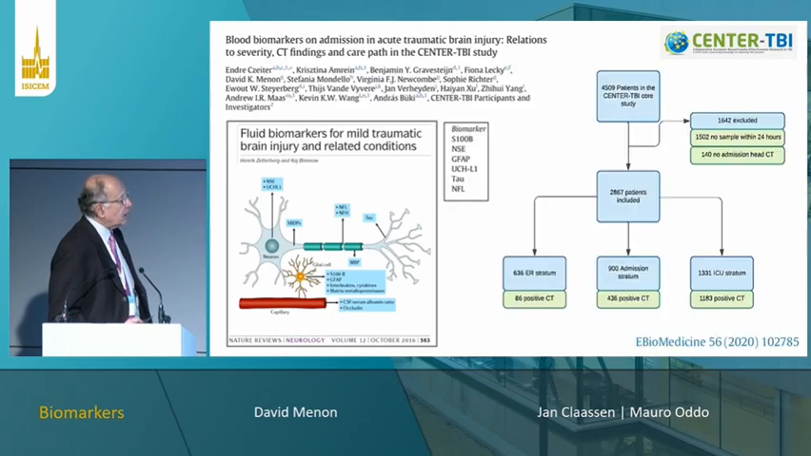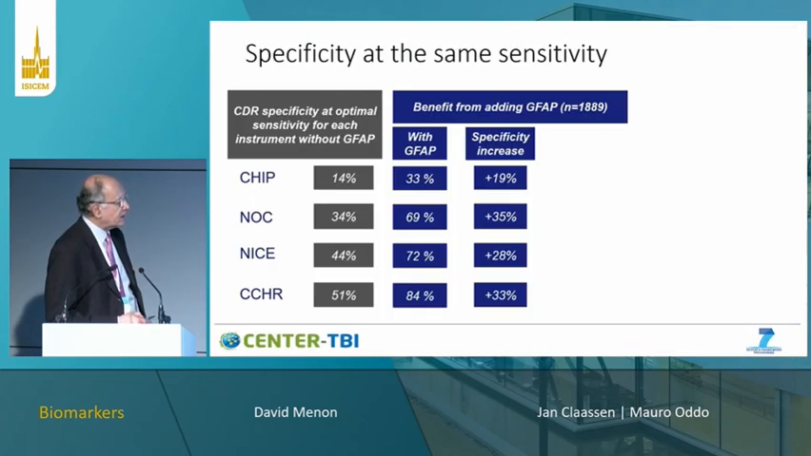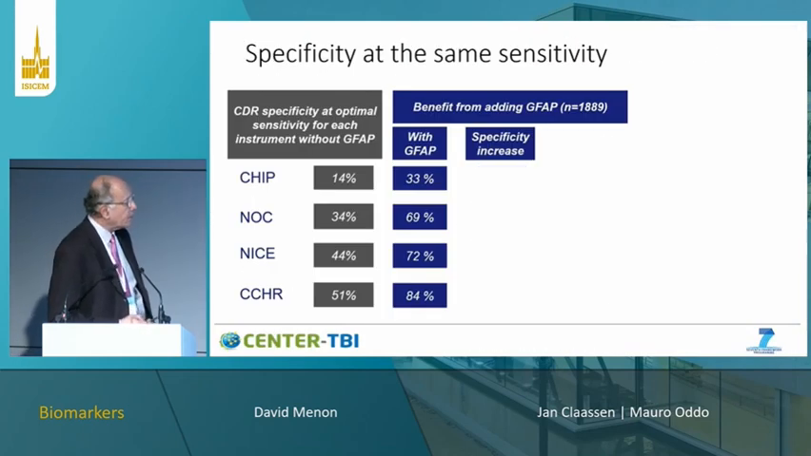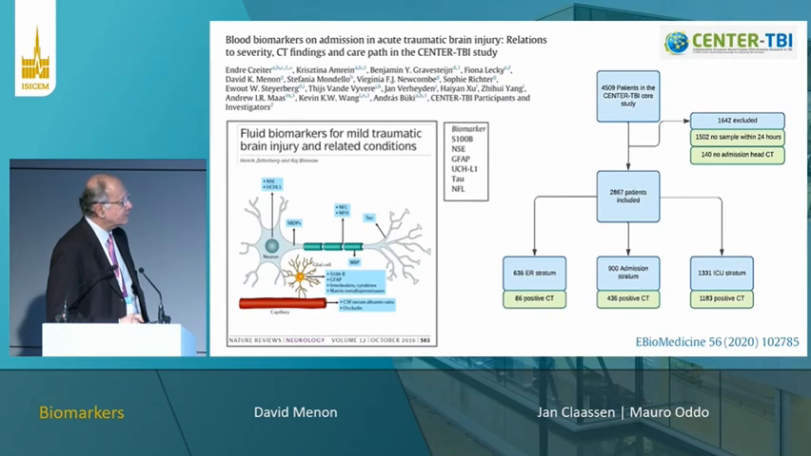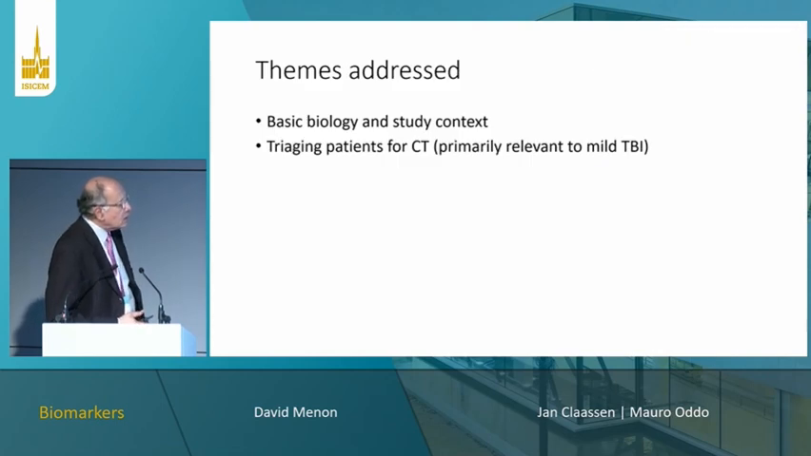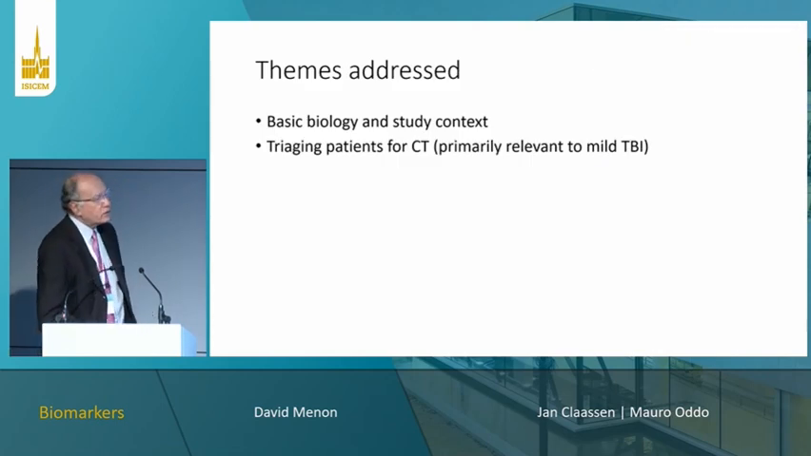So what did we do? This is what we call our core biomarkers paper, and this was published a couple of years ago now. The data that you have are for 2,867 patients where we collected data on these 6 biomarkers. So what are the things that we use the biomarkers for?